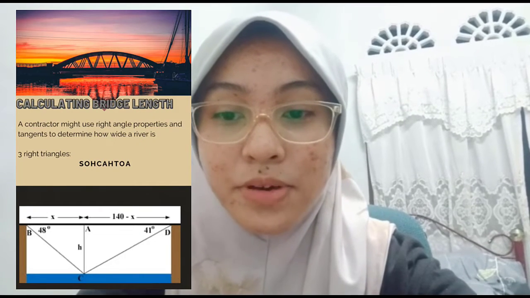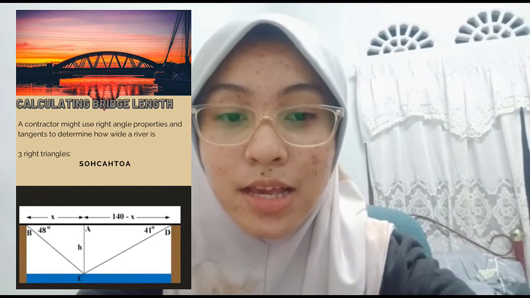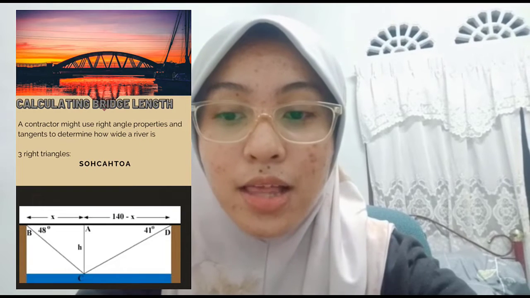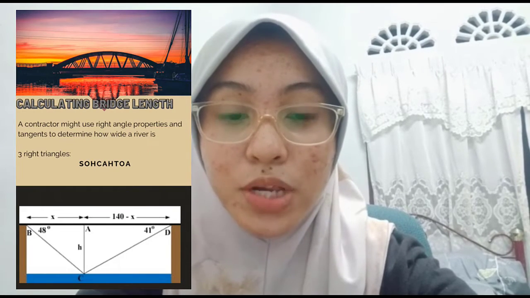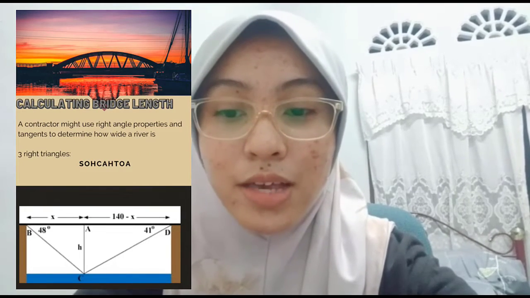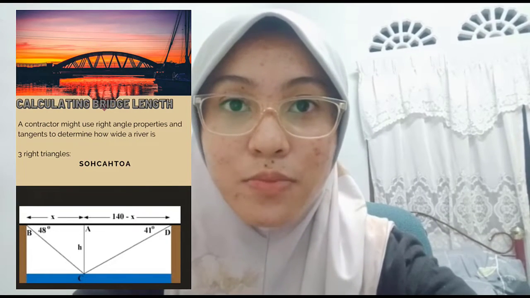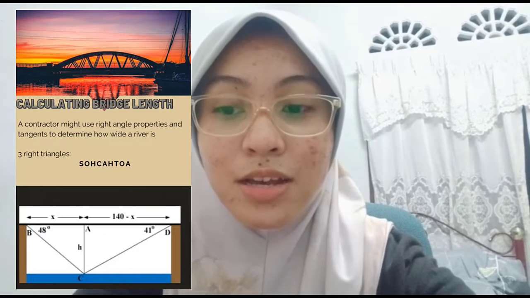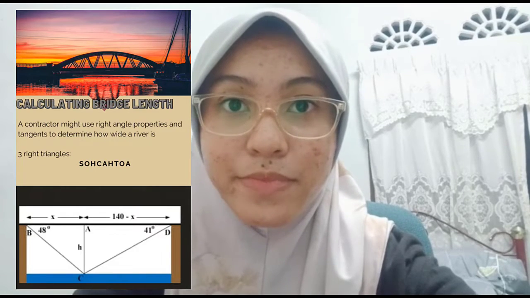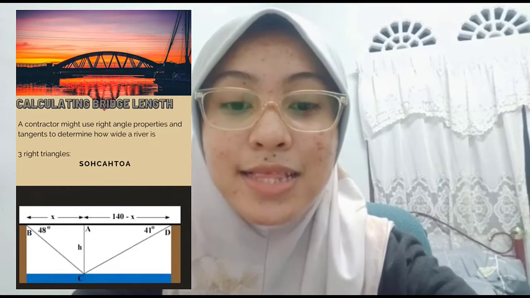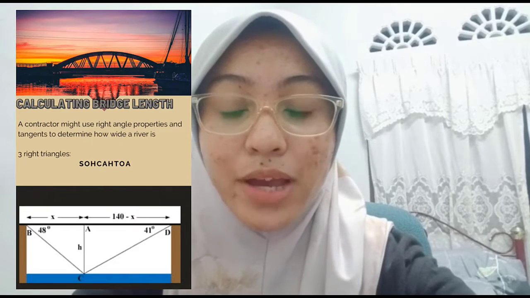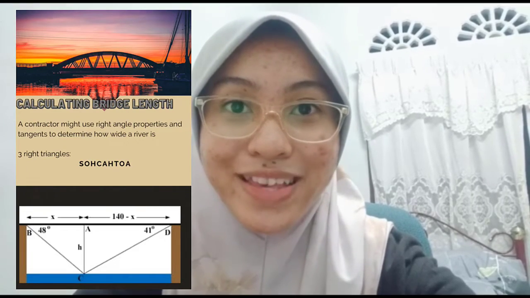For example, if the contractor is standing on the river's edge 10 feet away from where the bridge will be, then all he needs to do is measure the angle from where he is standing to where the bridge will stop on the other side of the river. So, he can then use the properties of a right triangle to calculate the rest.